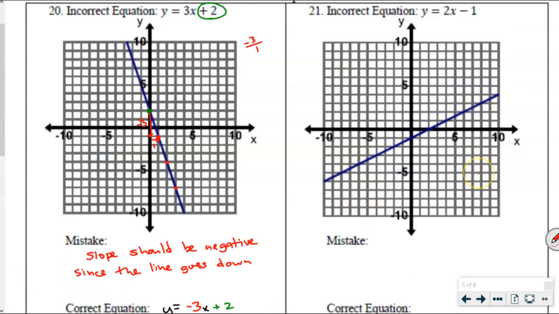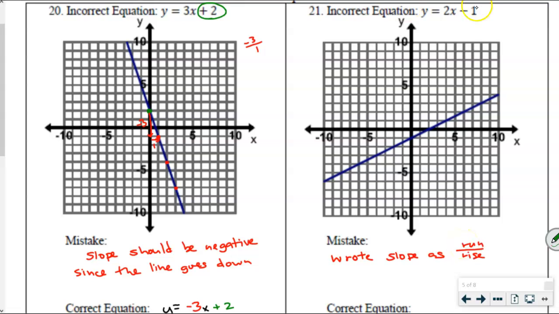All right, number 21. What is the mistake? Describe it in words. Number 21, what is the mistake? Thank you, Seth. Yeah, great job. They did rise over run. They wrote the slope as run over rise, which is incorrect.